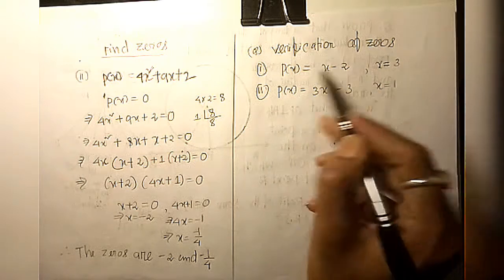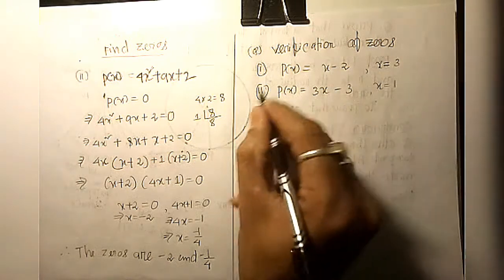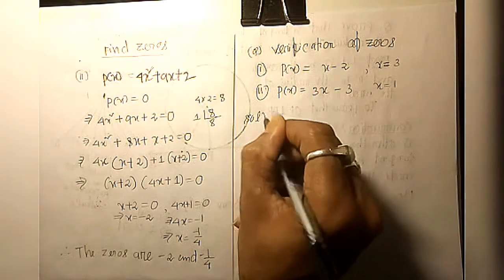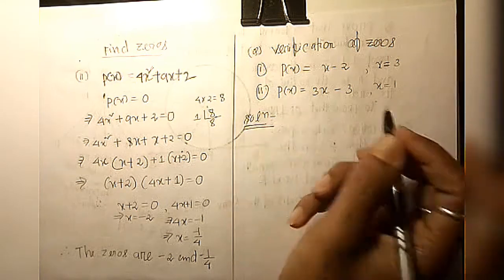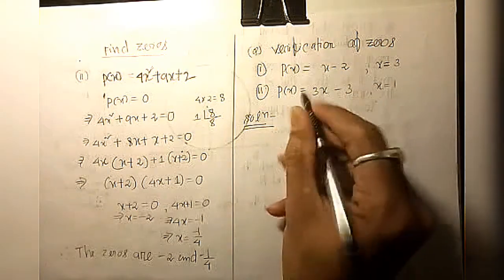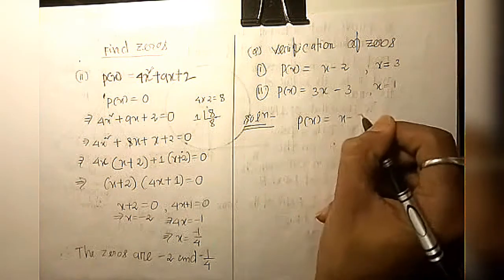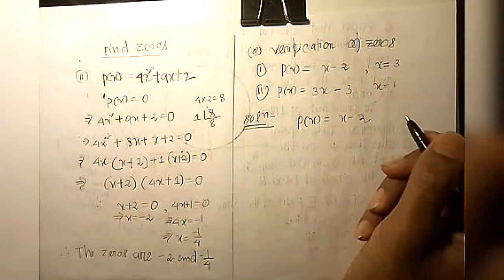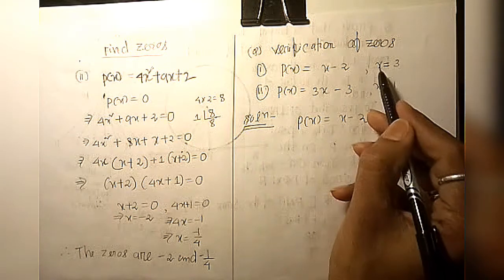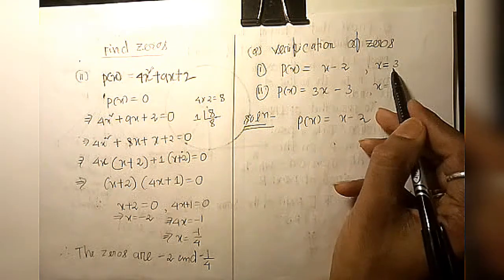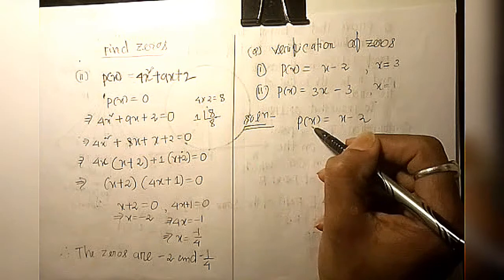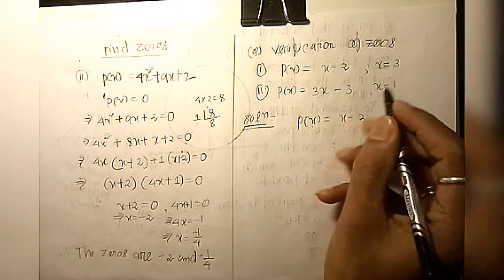So move to the next question, verification of zeros. Verification of zeros means in this case the polynomial is given and the zero is given. So we need to verify whether the given value of x is a zero or not. In this case the polynomial is x minus 2 and the value of x is 3.